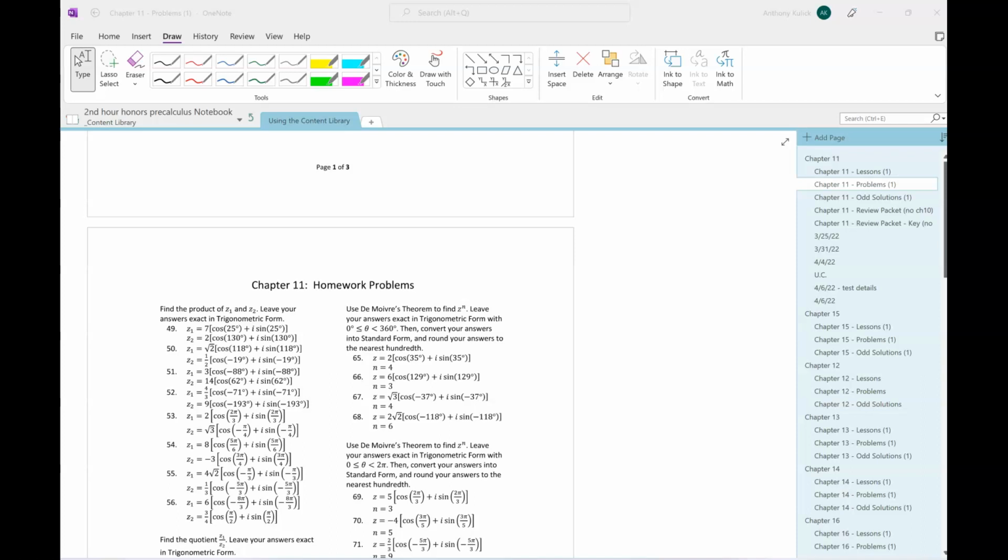Like, give me an exact answer in trigonometric form with radians, and then do it in degrees, and then do it again. You could probably just not ask me to do so many of these.